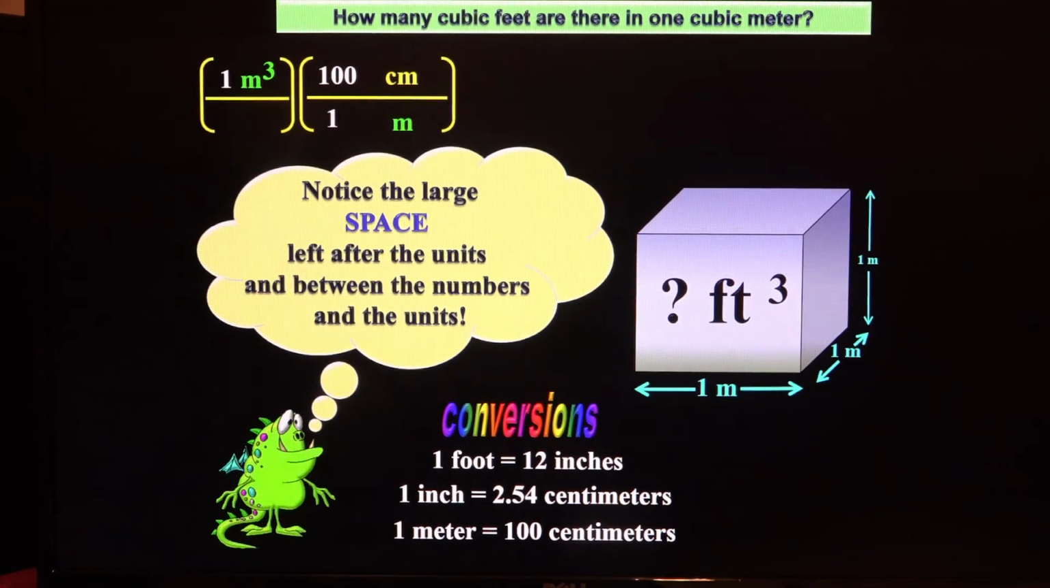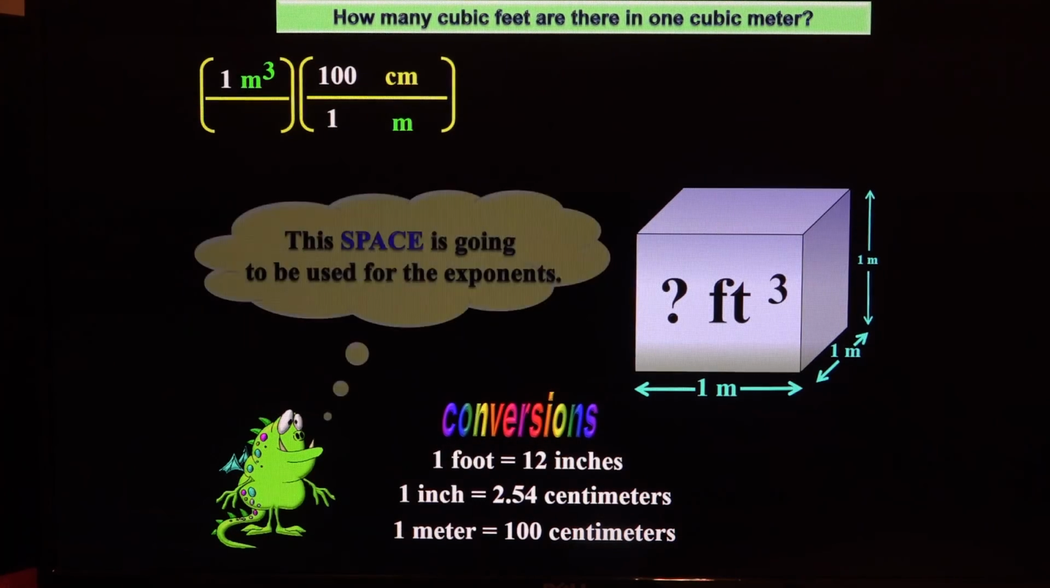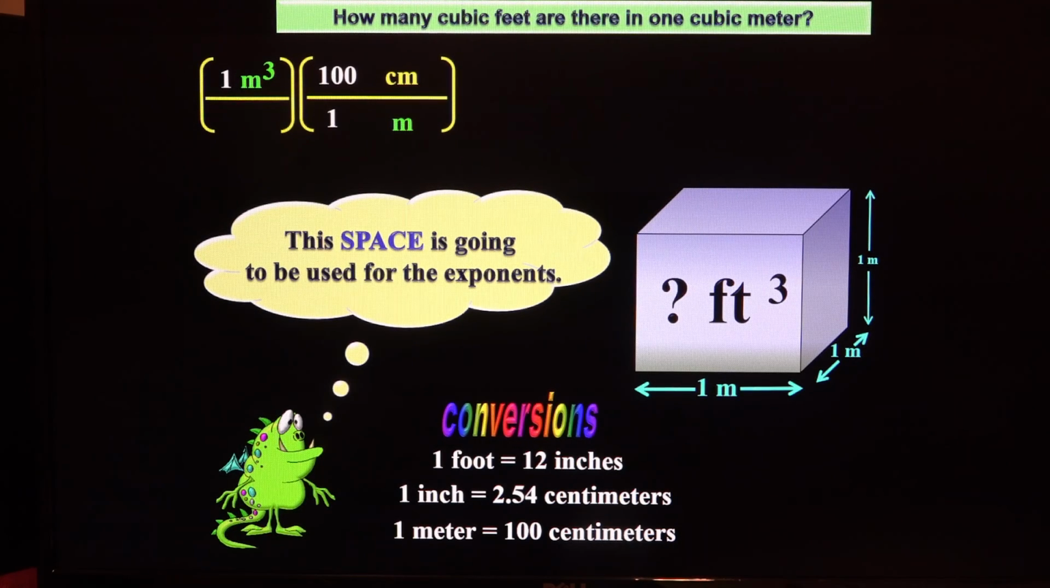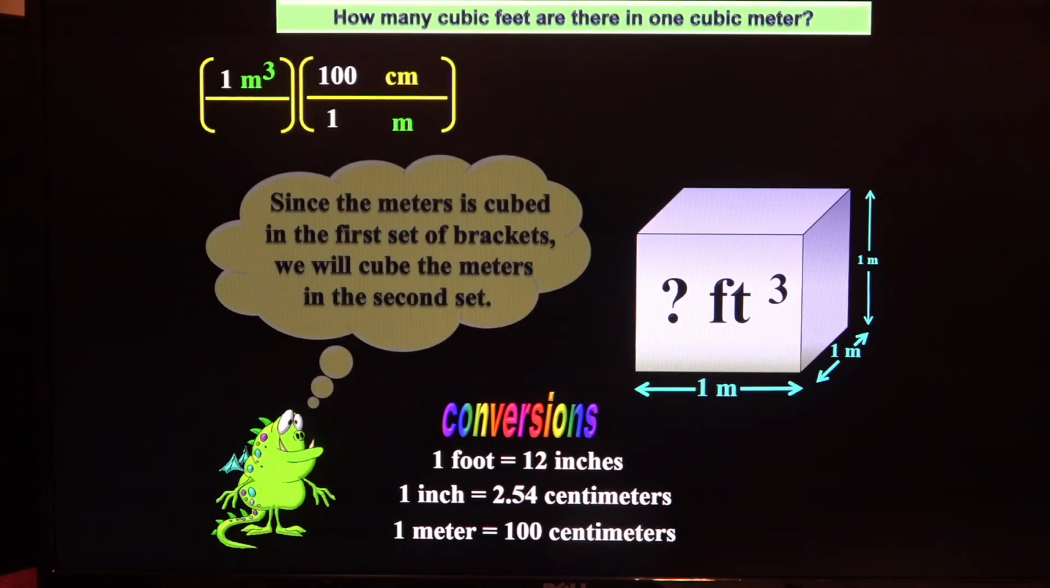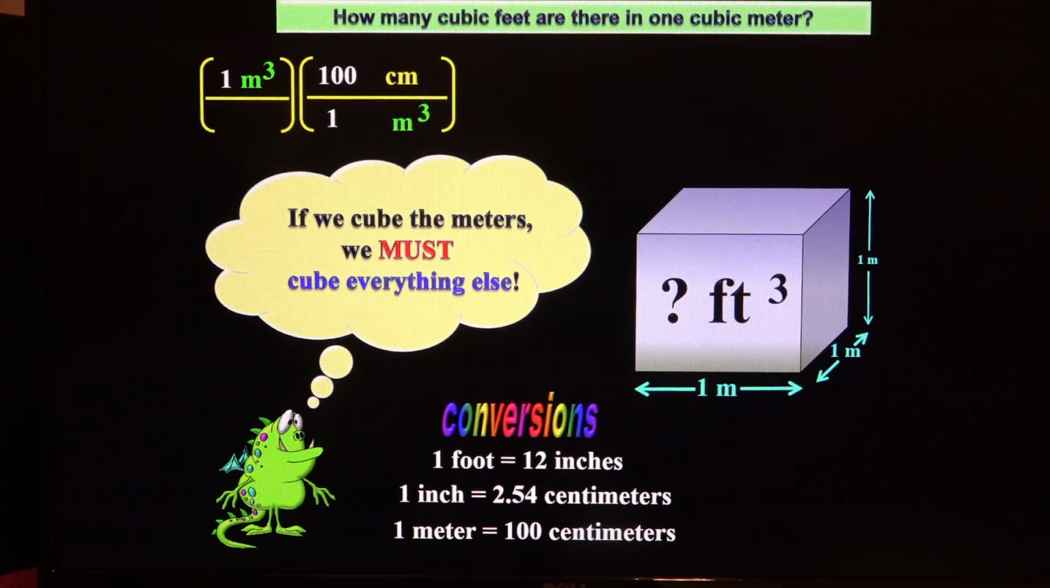Now here's the big thing. Notice the large space left after the units and between the numbers and the units. So we've left a lot of space in there. And the reason is we're going to fill that in with the exponents. Since the meters is cubed in the first set of brackets, we will cube the meters in the second set of brackets. If we cube the meters, we must cube everything else. So we're going to cube the centimeters, cube the 100, and cube the 1.